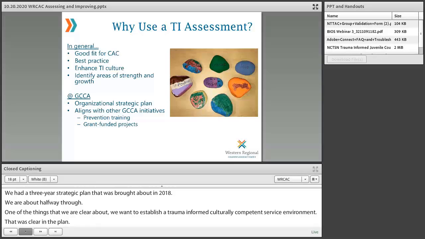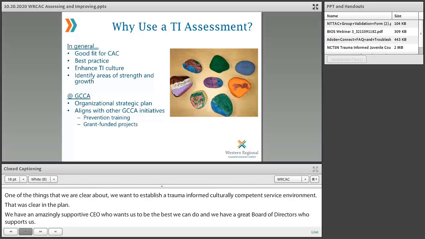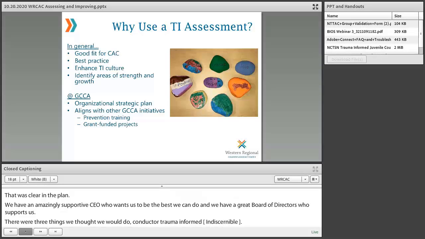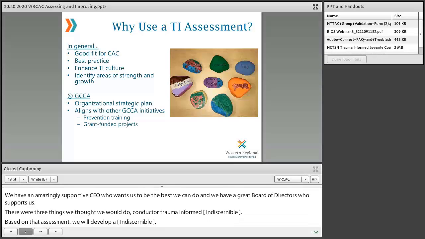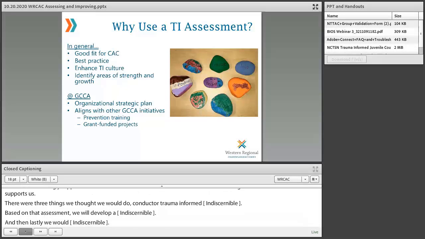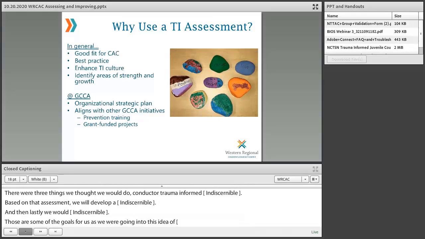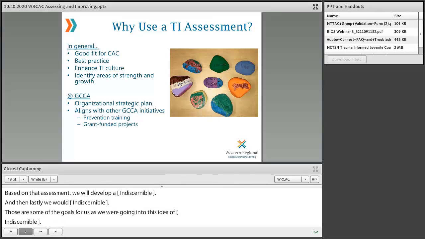And in order to do that, there were 3 things that we said we would do. One was conduct a trauma-informed organizational assessment. Then, based on that assessment, we would develop an implementation plan. And then lastly, that we would conduct an organizational assessment of cultural competency and develop an implementation plan based on that. So those were some of the goals for us as we were going into this idea of completing a trauma-informed organizational assessment. We knew that was in our strategic plan, so we were like, let's give this a go. And then we were like, well, we don't know what tool to use. We don't know what's out there.